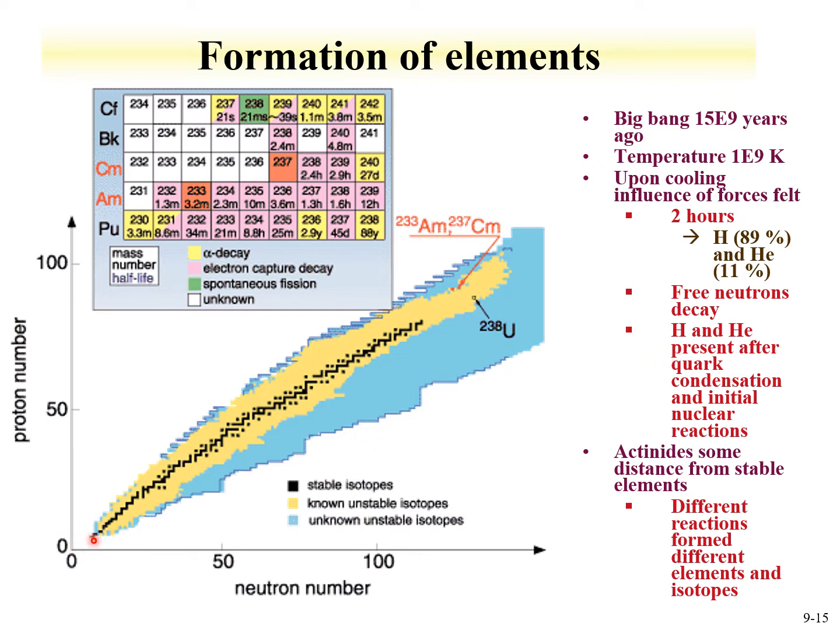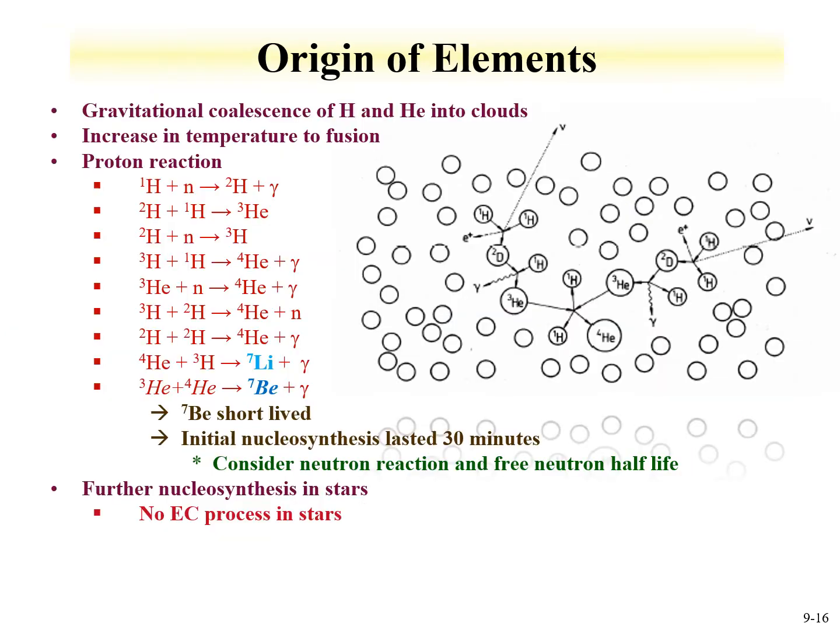So the Big Bang gets us here, and what we're going to discuss in the remaining part of the lecture is how we go up, make where all these black bars are the stable elements, how we get out to uranium, and how we fill in not only along this continuous bar, but these spots here on the heavy end and also on the light end. So we can think about the origin of the elements from after the Big Bang, gravitational coalescence of hydrogen and helium into clouds.